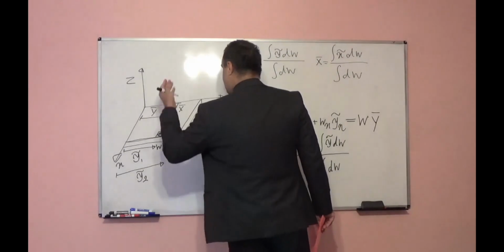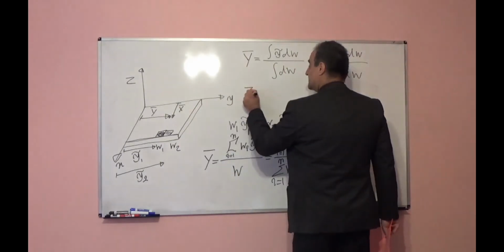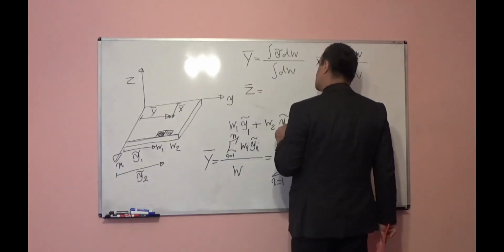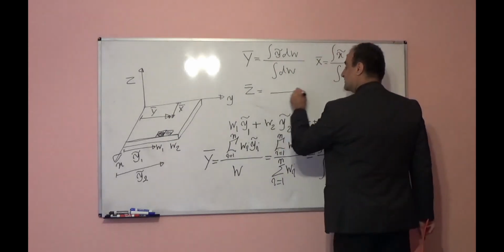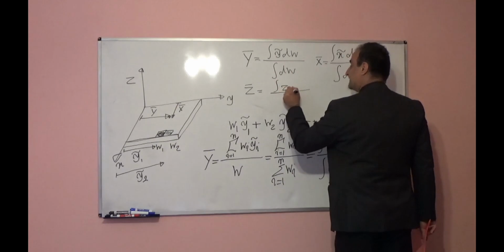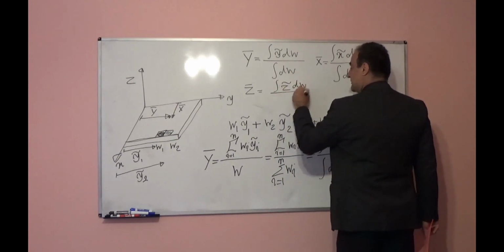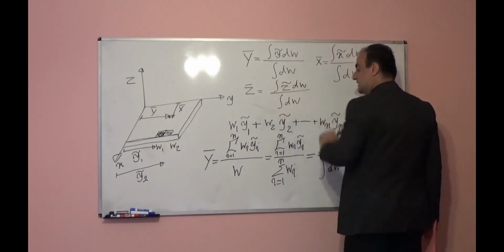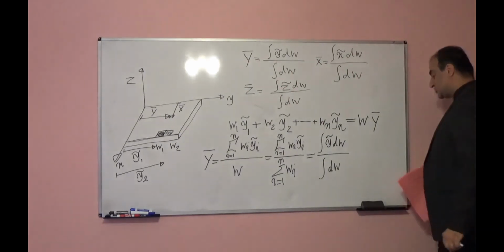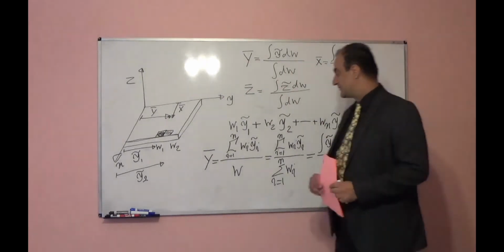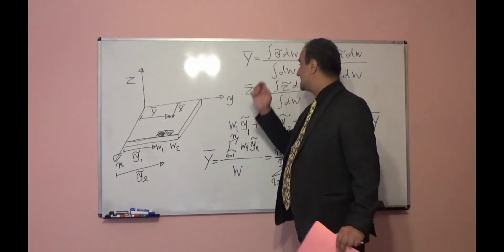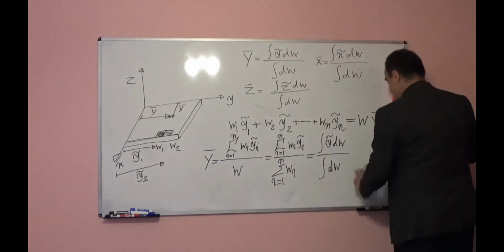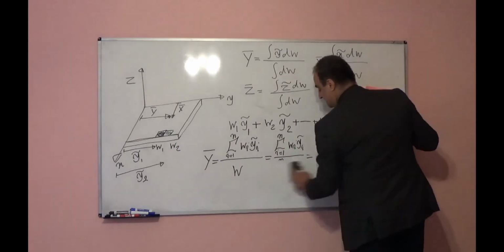If we have another third dimension, we can write the centroid or center of gravity location in the z direction as z bar equal to integration of z tilde dw over integration of dw. So this is the definition of center of gravity, because you see we had a w. Let's take one of them and see how we can simplify that.